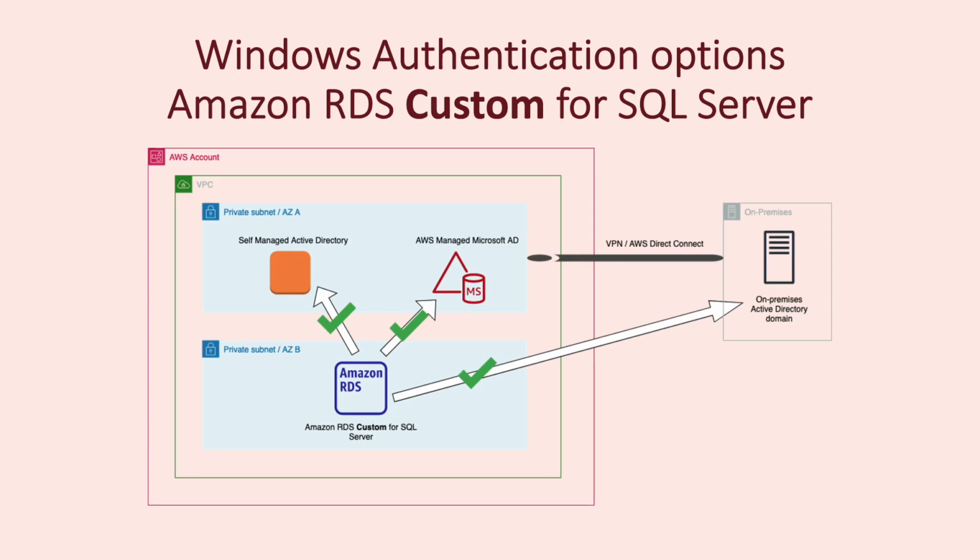Let's take a look at the Windows Authentication options that are available for Amazon RDS Custom for SQL Server. Amazon RDS Custom for SQL Server works differently to Amazon RDS for SQL Server, wherein Amazon RDS Custom is a managed database service that permits customization of the underlying operating system and the database environment. Hence, it was always possible to directly join Amazon RDS Custom for SQL Server to an AWS Managed Microsoft AD or a self-managed AD on Amazon EC2 or on-premises when Amazon RDS for SQL Server could not.